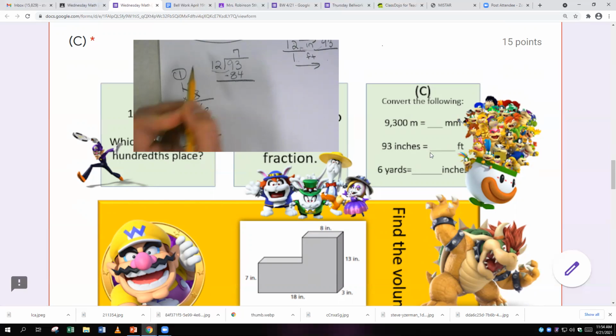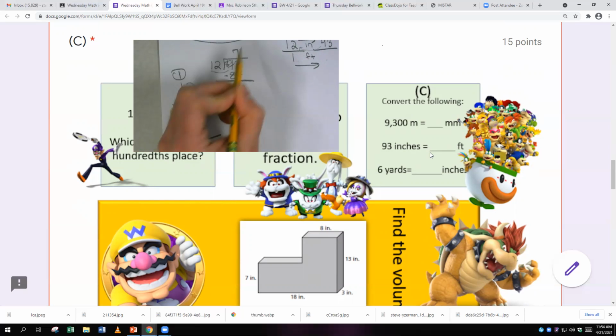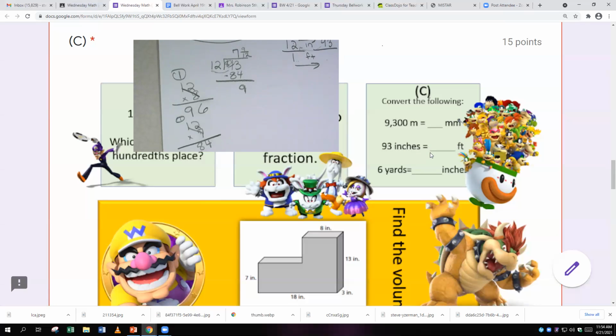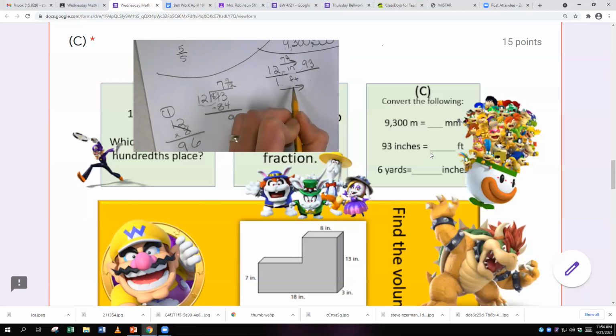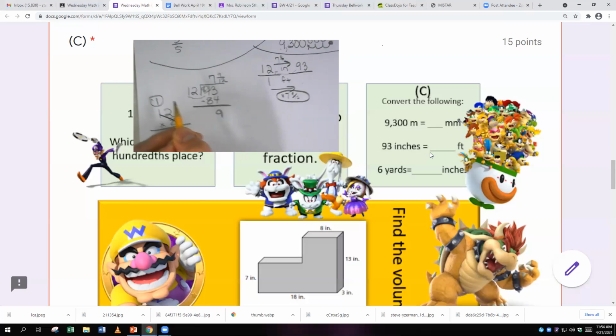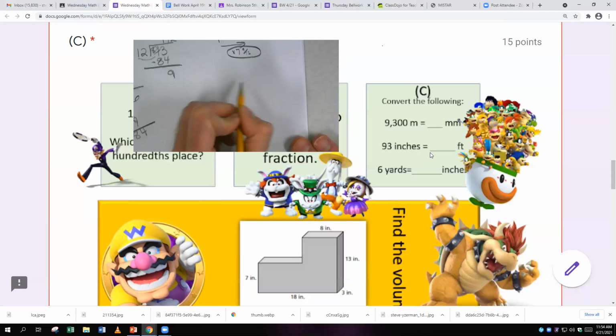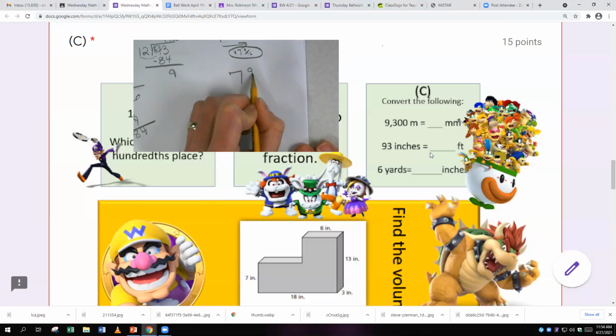Well, there's still 9 left over. So the answer is 7 and 9 twelfths. Yuck! 7 and 9 twelfths. So I'm going to multiply 1 by 7 and 9 twelfths. And when I multiply it, I get 7 and 9 twelfths.